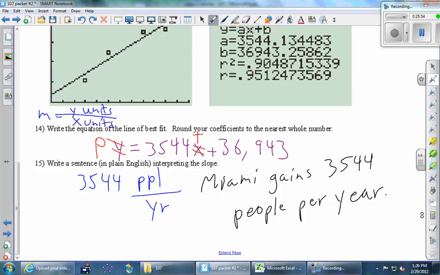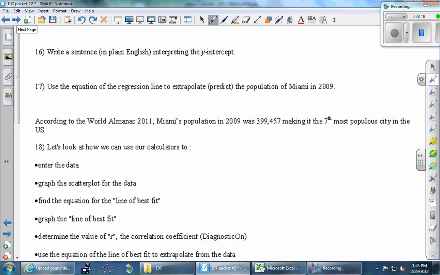Oftentimes, immigrants are undercounted with census data because there might be a fear of filling out any kind of government form. If you're illegal and you're worried about being deported, certainly you're not going to fill in any census information. So there are a lot of reasons why people are not accurately counted. So certainly this is just an approximation. Next page, Sam.